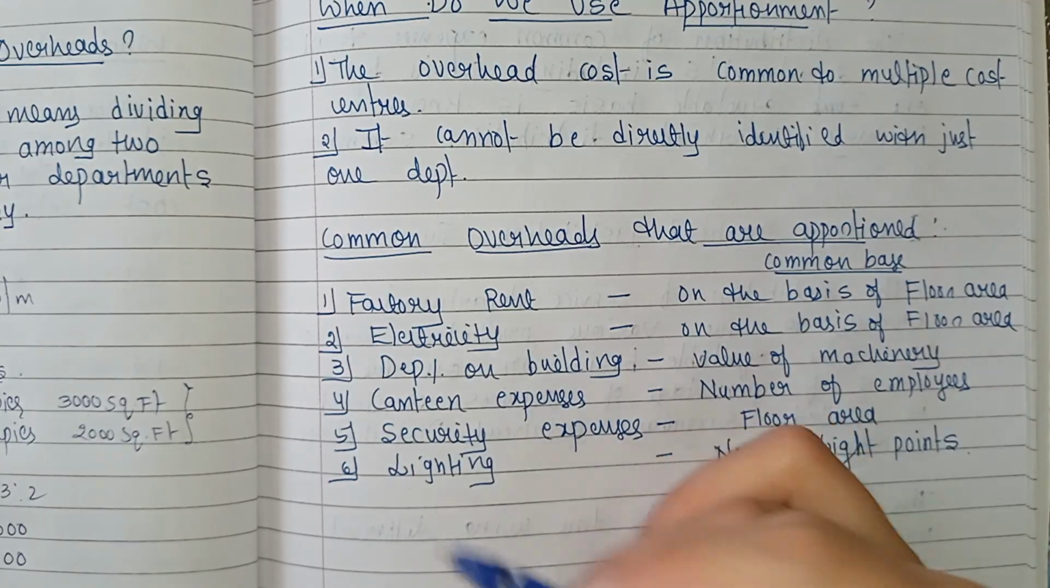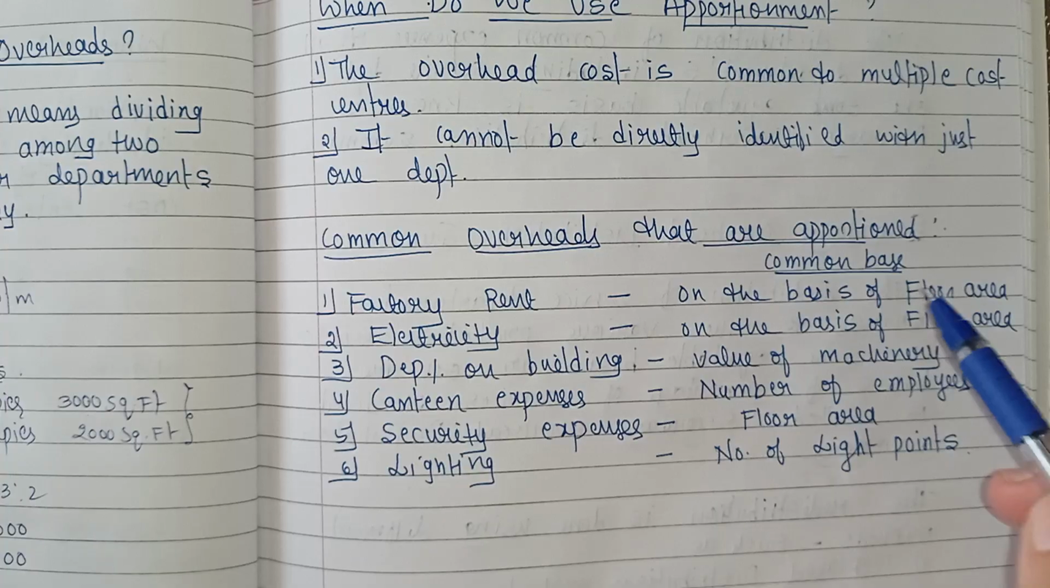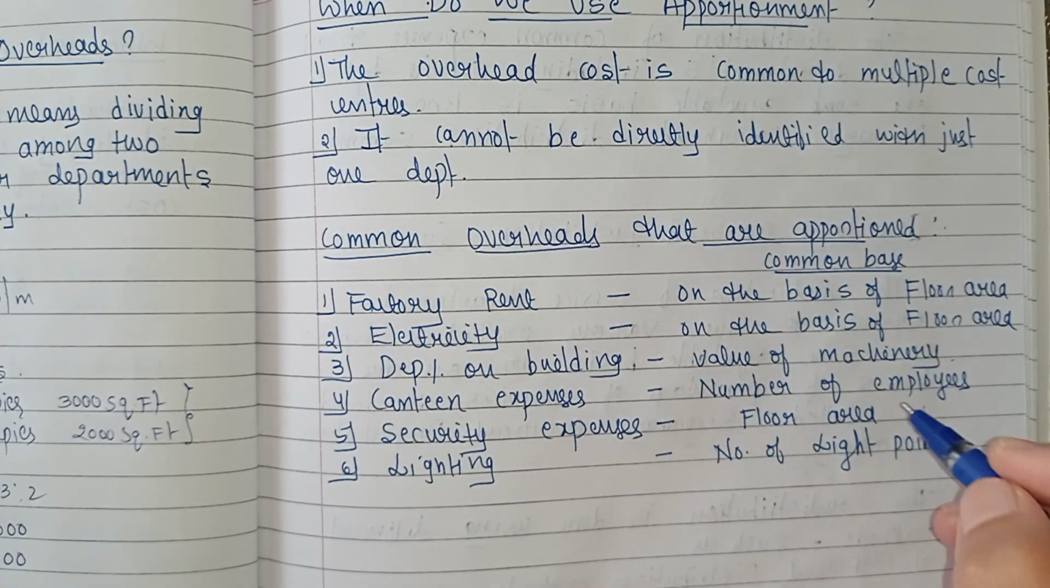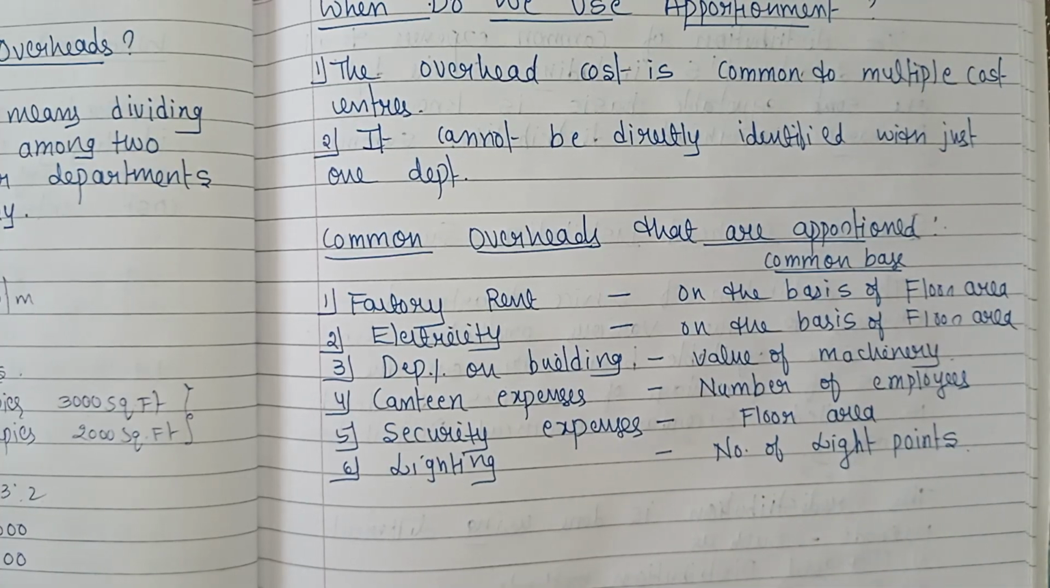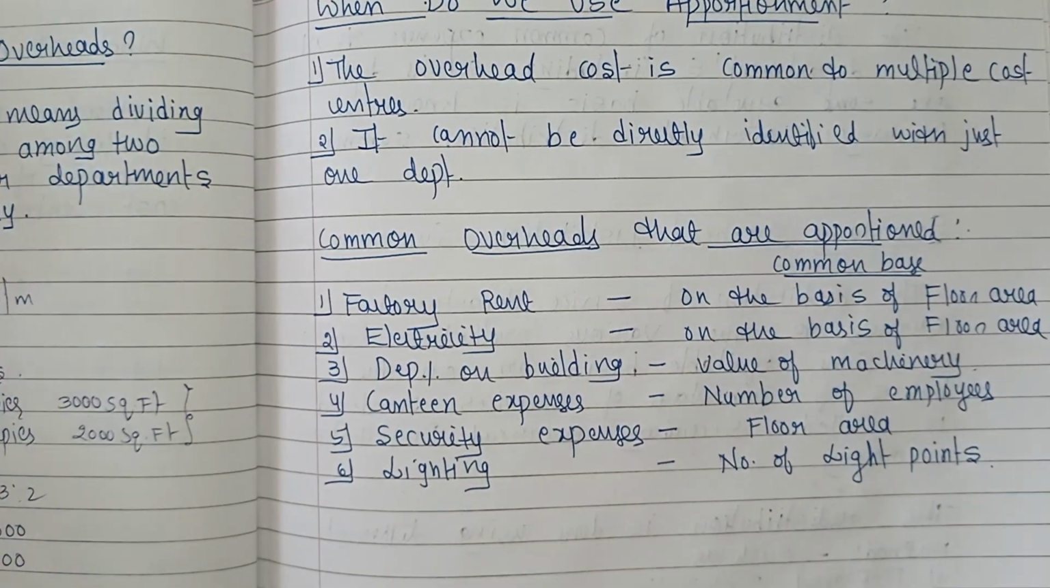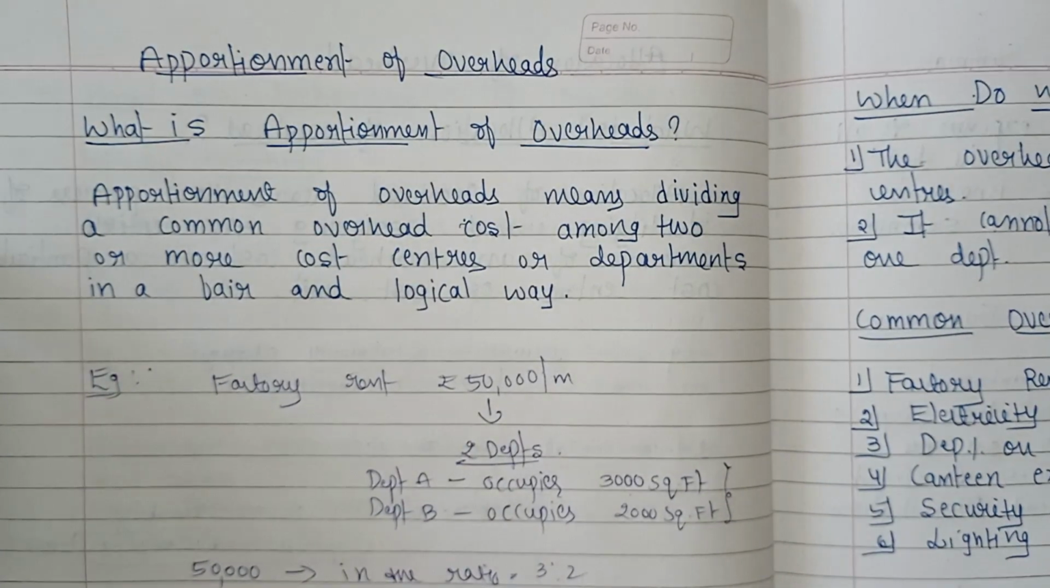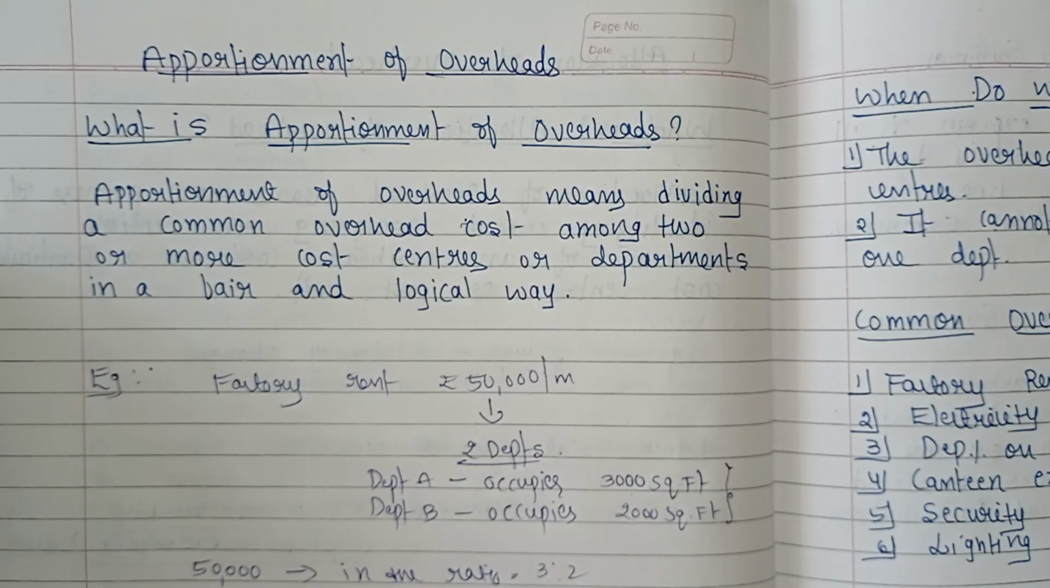Clear? So these all are the common overheads. The common basis for factory rent is floor area, and electricity is floor area, depreciation on building is value of machinery, canteen expenses is number of employees, security expenses is floor area, and lighting is number of light points. Clear? So this is about apportionment of overheads. Allocation of overheads means assigning the whole cost to a single cost center, and apportionment of overheads means dividing the cost among multiple cost centers or departments.